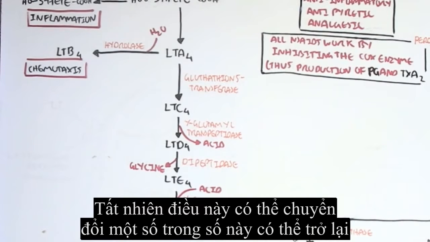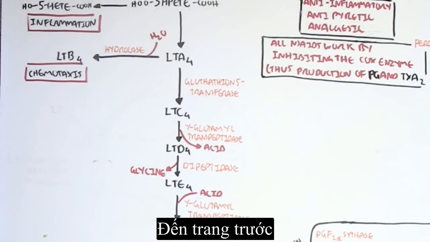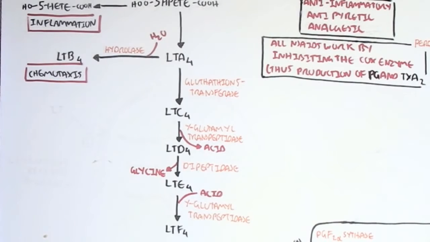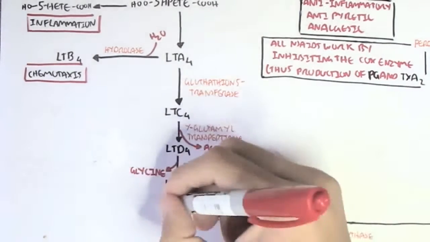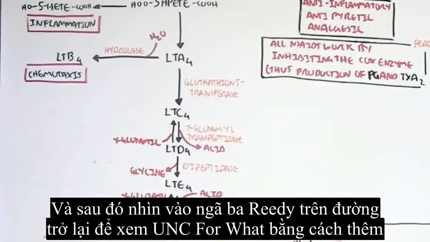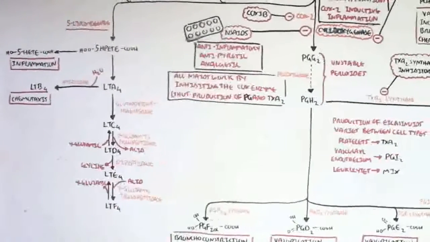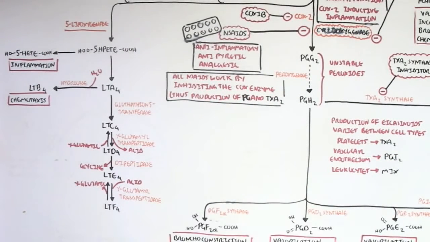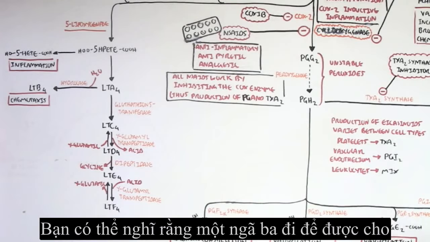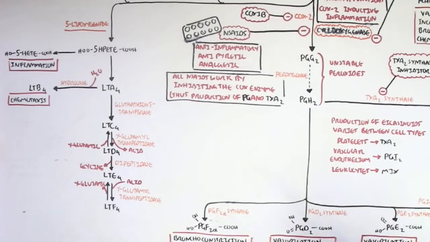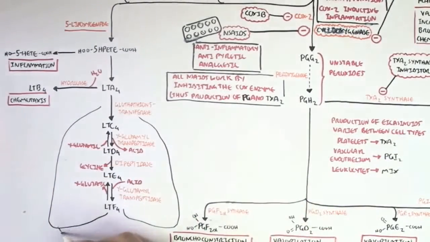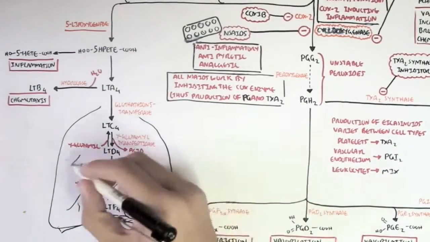Of course, some of these can convert back to its previous one, such as leukotriene F4 can convert back to leukotriene E4 by removing a gamma-glutamic group, and then leukotriene D4 can convert back to leukotriene C4 by adding a gamma-glutamic group. Now it's pretty simple to remember the leukotrienes because you can think A4 goes to B4, then A4 goes to C4, D4, E4, and F4.